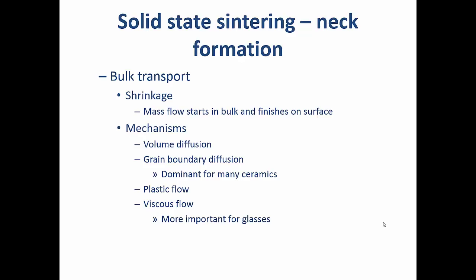If we look at bulk transport mechanisms, these can result in shrinkage. The mass flow starts in the bulk and finishes on the surface. We have volume diffusion, grain boundary diffusion, which is dominant in many cases. Also plastic flow, and if we were dealing with glasses, viscous flow.